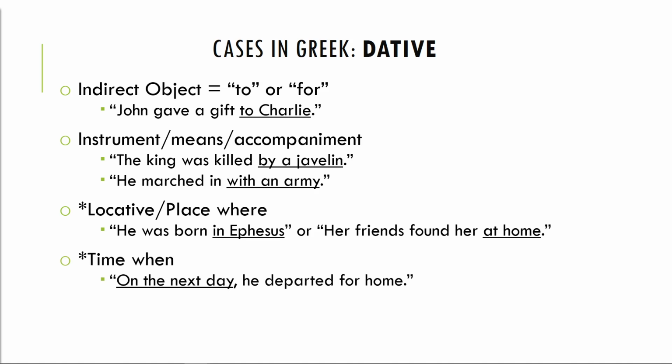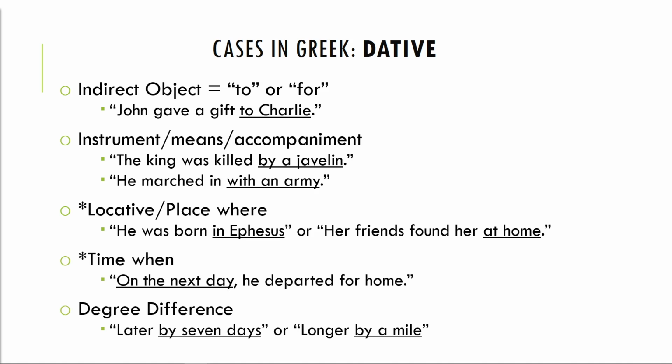A fifth use that isn't as common is something called the degree of difference, which again is a dative accompanying a comparative like later or longer. If it's in the genitive, it's a genitive of comparison, later than someone, longer than someone. If it's in the dative, it's by how much, degree of difference, later by 7 days, longer by a mile. So you will see genitives and datives next to comparatives doing different things.